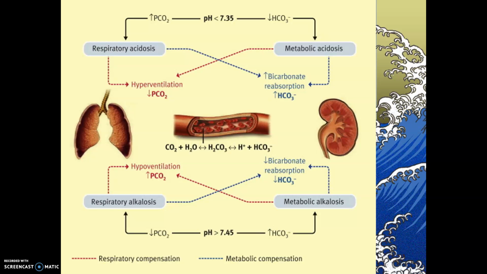Most enzymes in the body work within a very narrow range of pH or acid-base balance. This usually is between 7.35 and 7.45. There are two main systems which maintain this equilibrium: the lungs or the respiratory system, and the kidneys or the metabolic system.